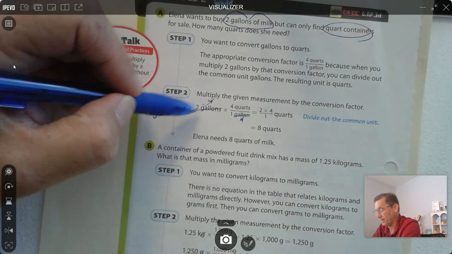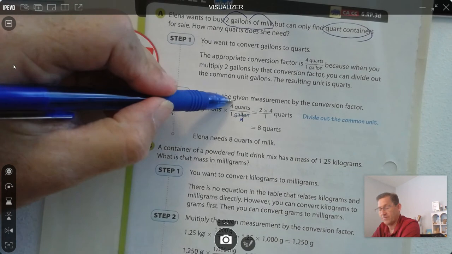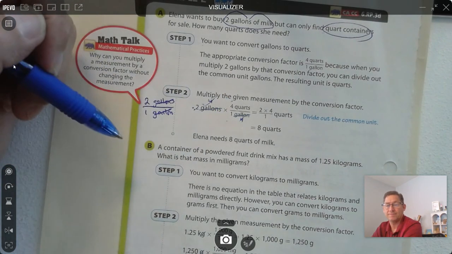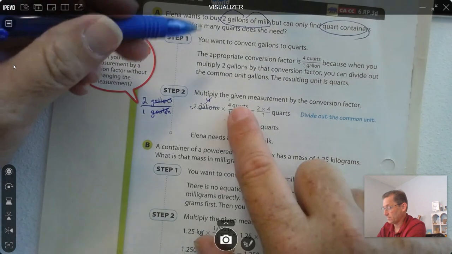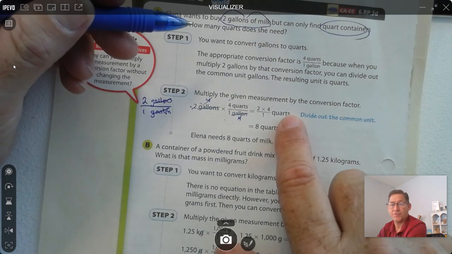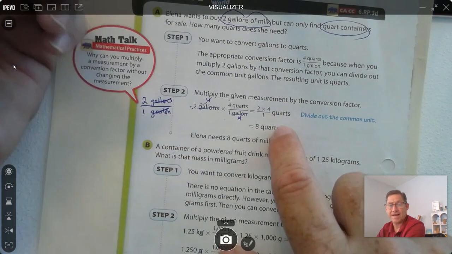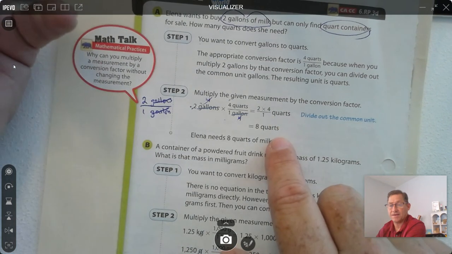All right, so now we're left with 2 times 4 quarts over 1. Well, that means I only have quarts left as the unit, and 2 times 4 is 8. So I need 8 quarts.